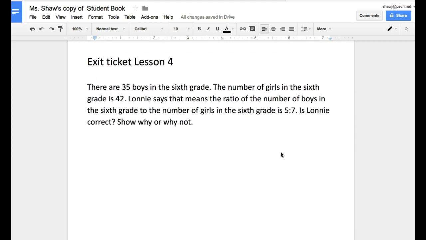Learning this today was probably not as challenging, but hopefully more clarifying for you. But this might be challenging. Let's see. There are 35 boys in the 6th grade. The number of girls in the 6th grade is 42. Lonnie says that means the ratio of the number of boys in the 6th grade to the number of girls in the 6th grade is 5 to 7. Is Lonnie correct? Show why or why not. Kind of like our first question, only we do have the numbers for both ratios. So give it a try. See if you can figure it out and see if you get it right.